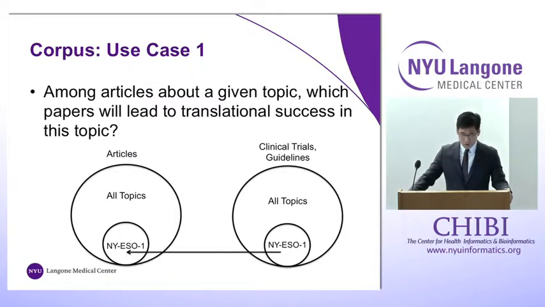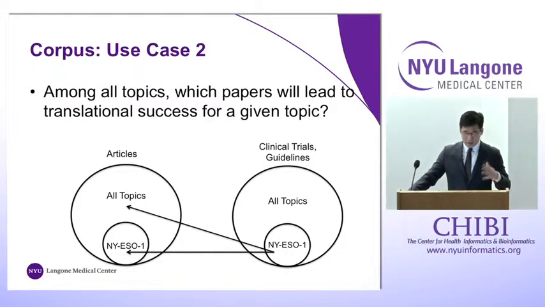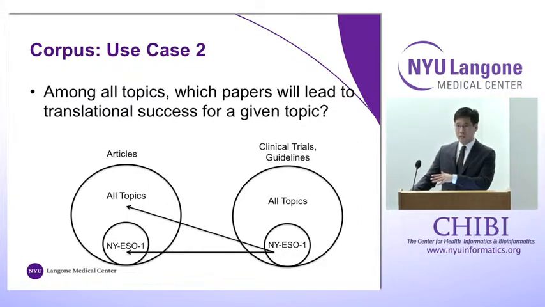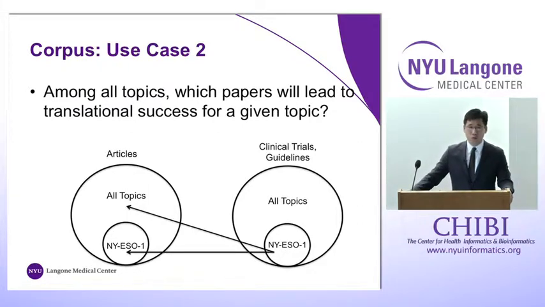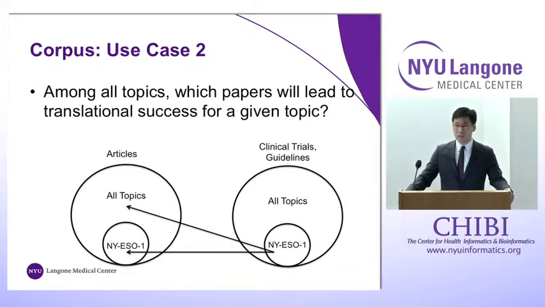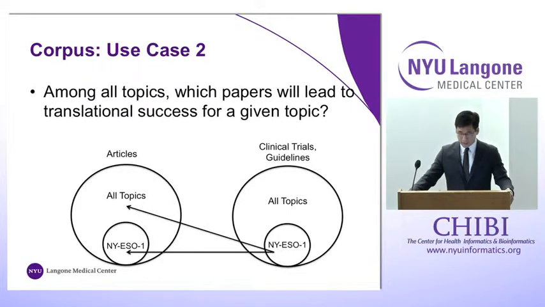The second use case was to not restrict the topic of the article, but still look at the clinical trials about NY-ESO-1, and predict which articles from any topic would be cited by them. Obviously, the next step would be use case 3, where you're not restricting the topic at all. I didn't try to model that because it's much more difficult, but that is the goal: to eventually look at all topics for all articles and all clinical trials or guidelines.